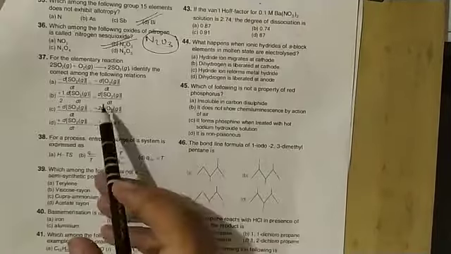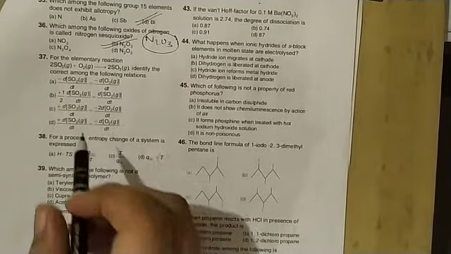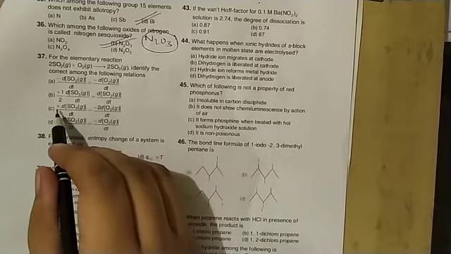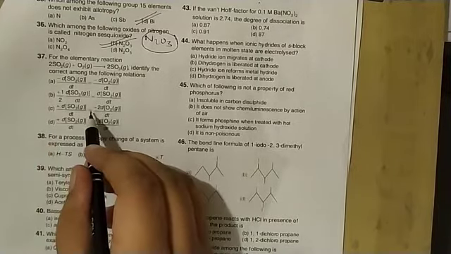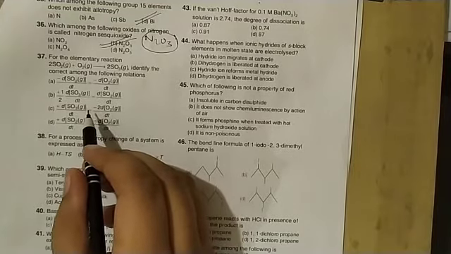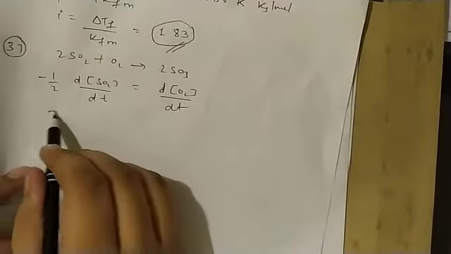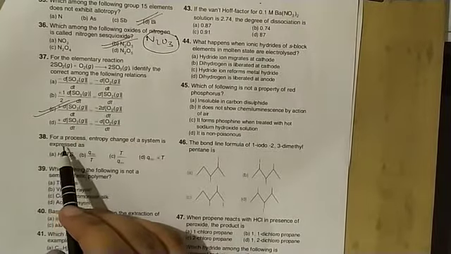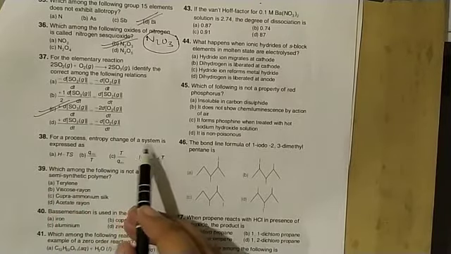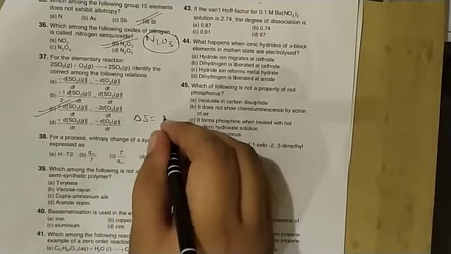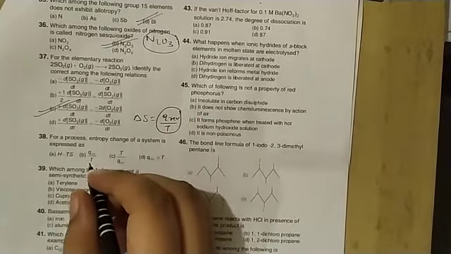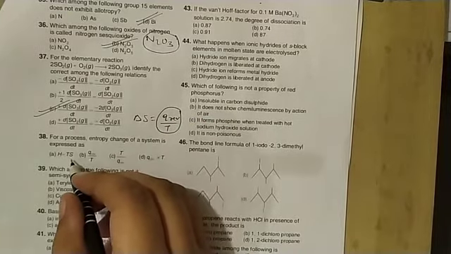If you look at the options, none of the options will match directly from this. If you look at the option number C, minus 2 is given here, minus 2 will come here in the form of minus 1 by 2 and plus 1 will go there in the form of 1 by 1. So it will look like the equation which we have formed like this. So option number C is correct in this case. Question number 38 is, for a process entropy change of a system expresses. If we talk about an entropy change, we know that the formula of entropy change delta S will be equal to Q reversible upon T. So Q reversible upon T, option number B will be correct.